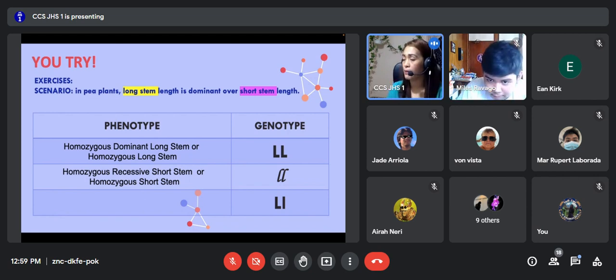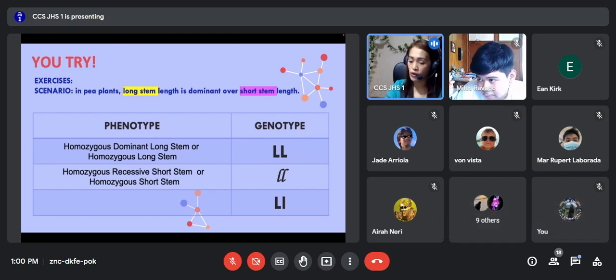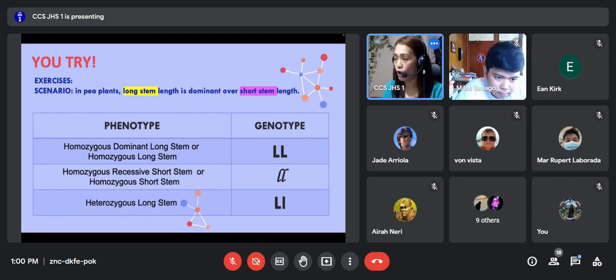Now, how about the last example here? We have L capital and a small letter l. Okay, very good, Rupert. This is heterozygous. But instead of writing both long and short, you can only write the dominant, which is heterozygous long stem. Okay, I hope it's clear to everyone how to write the phenotype and genotype respectively.